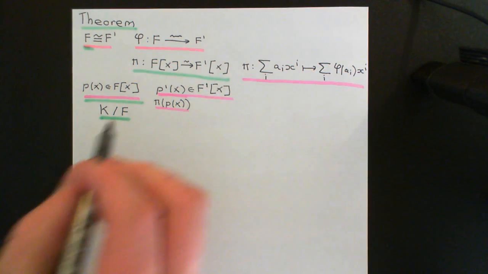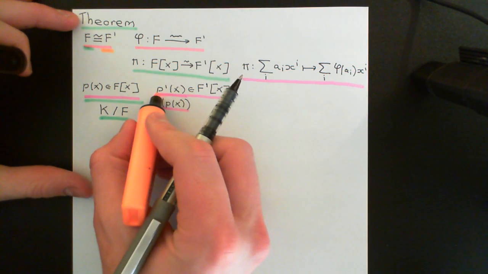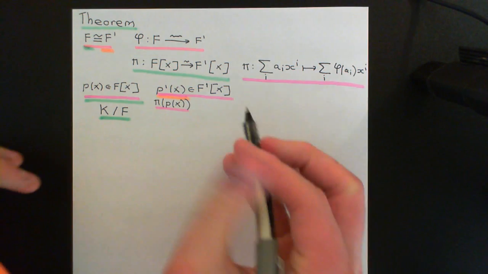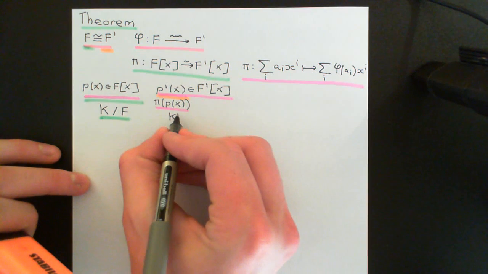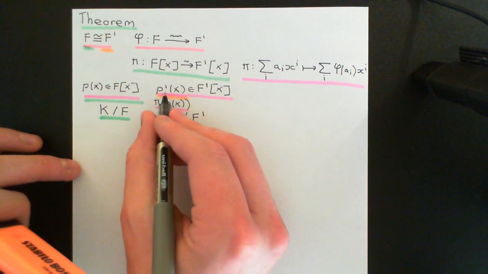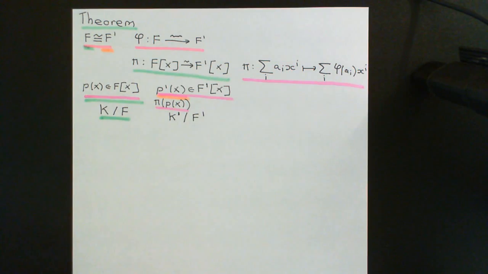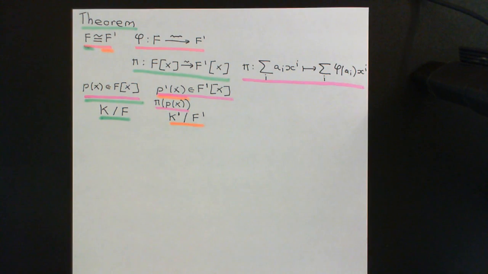And now we're going to do the same thing over here for F prime. So we've got F prime, here's the polynomial p prime, and we're now going to generate the splitting field for p prime over F prime, and of course we'll call that K prime. So K prime is going to be the splitting field for p prime over F prime, so it's going to be a field extension of F prime, and I'll highlight that in orange. So we're finished with the setup now.